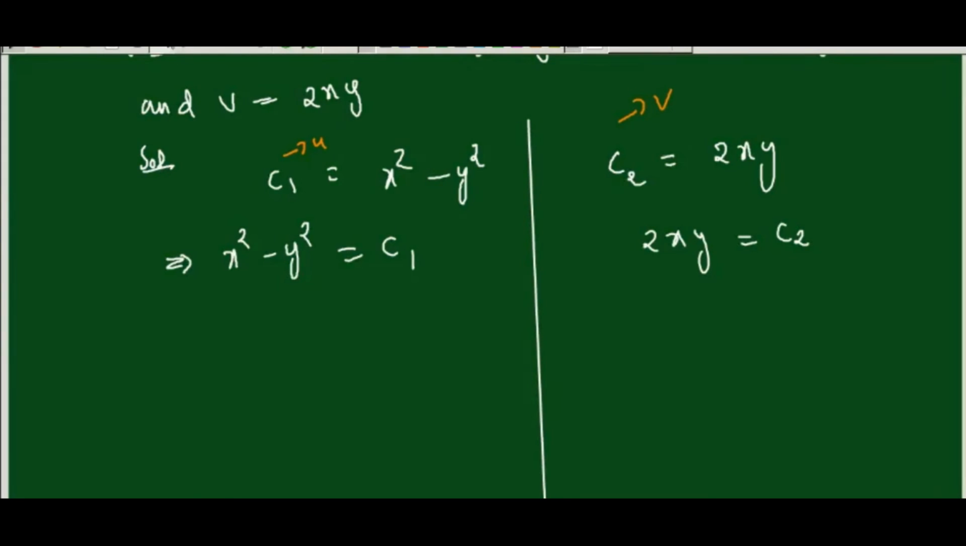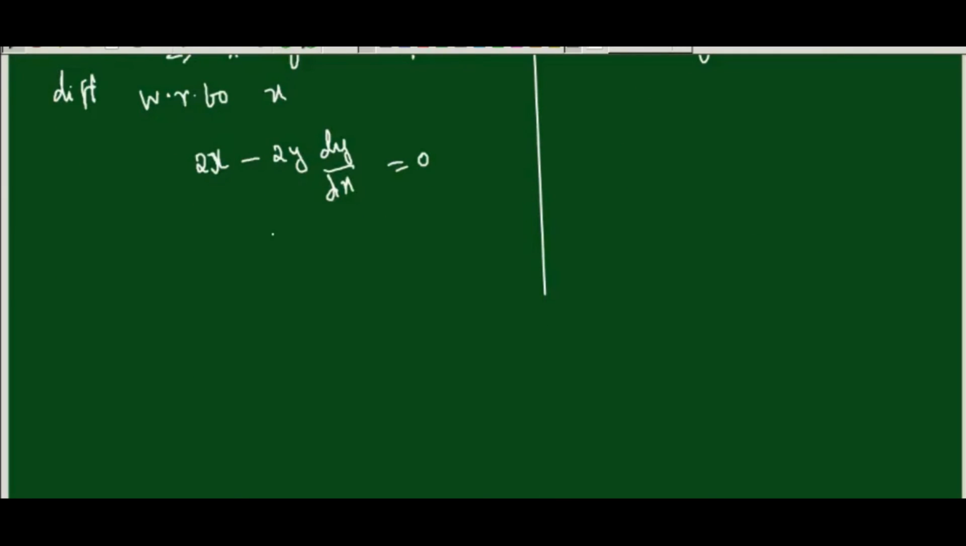Okay, right. Now, the same thing. What you are going to do is differentiate the above equation with respect to x. With respect to x, this is 2x, and this is 2y times dy by dx, and the differentiation of a constant is 0, right? C1's differentiation is 0. And simplifying this, we want to know the value of dy by dx.